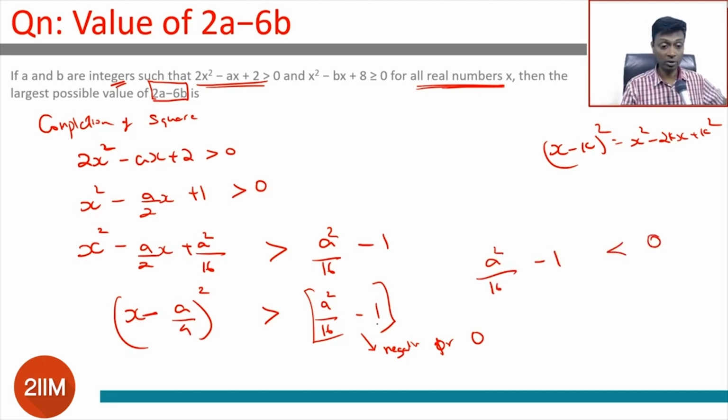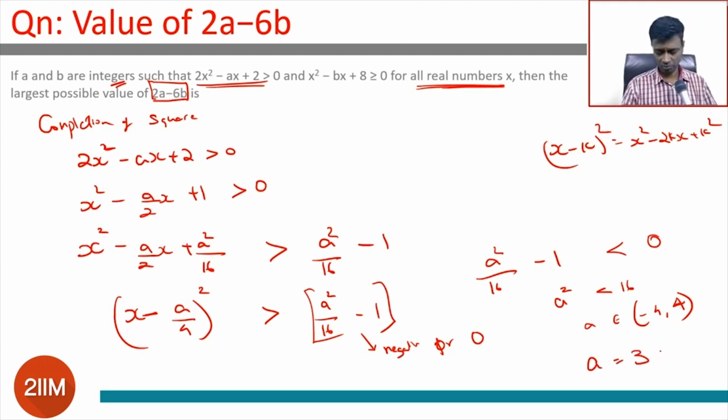It cannot even be equal to 0. Because if this were equal to 0, then x minus a by 4 the whole squared is always greater than 0 won't hold good, because if x is a by 4, this will become 0. And this number should be negative. Or a squared is less than 16. A is in the range minus 4 to plus 4. Fine. So we want the largest possible value of 2a minus 6b. So a has to be as high as possible. A cannot be 4, so a should be 3.